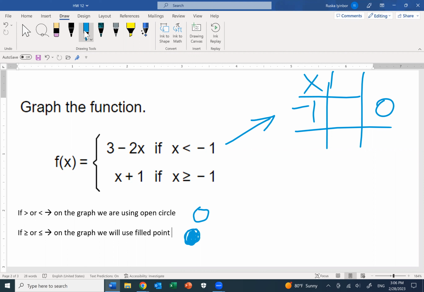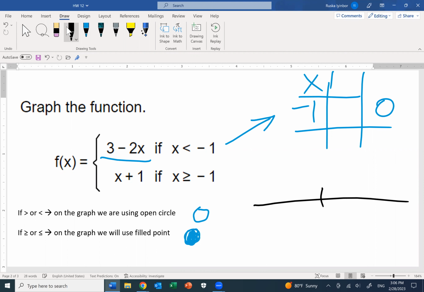So now looking at my first graph again, the first piece of the function, 3 minus 2x, x is less than negative 1, so I'm going to pick negative 1 and another number less than negative 1. Now keep in mind, I'm just going to do the number line so I can see.